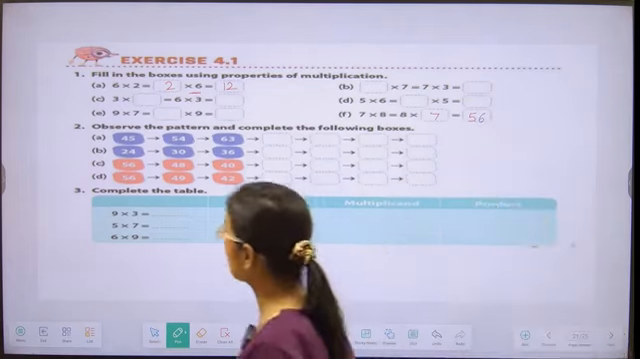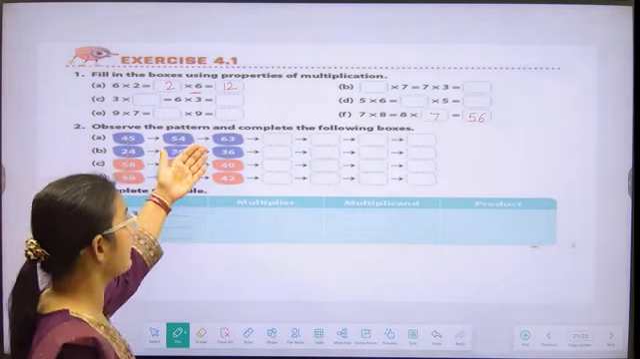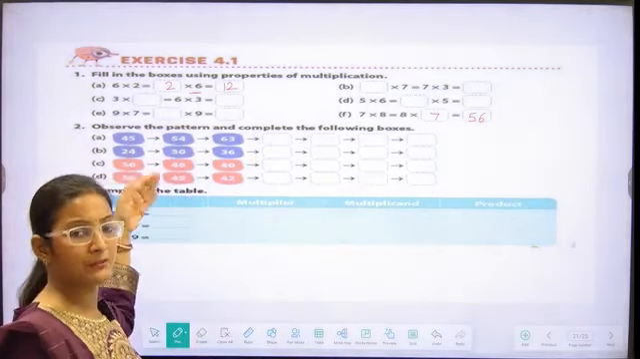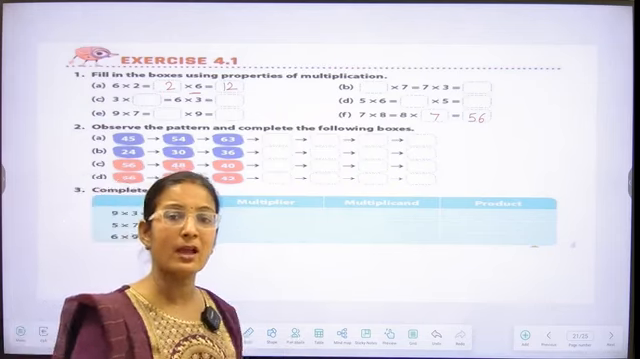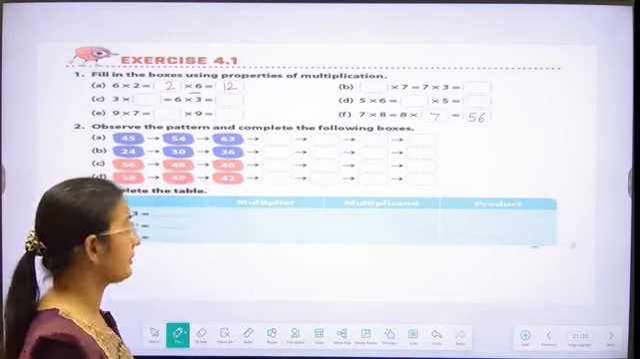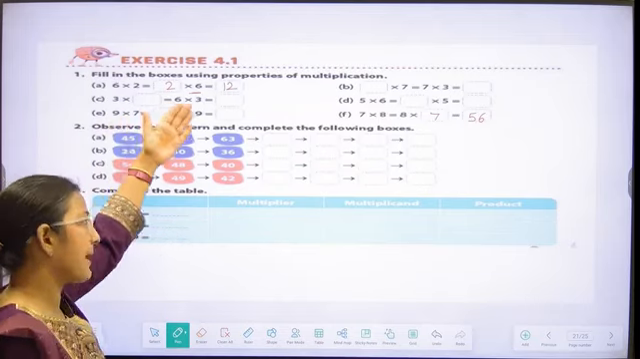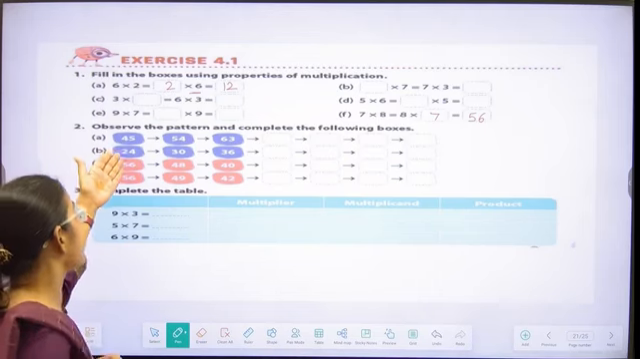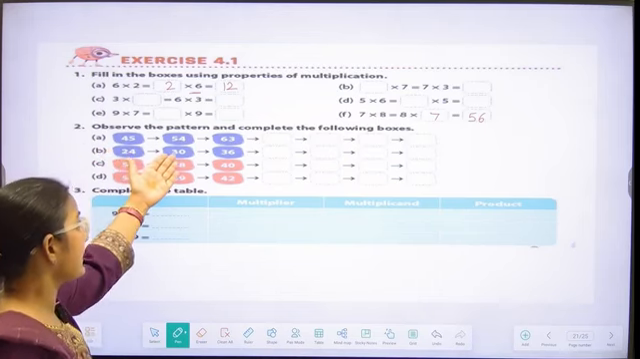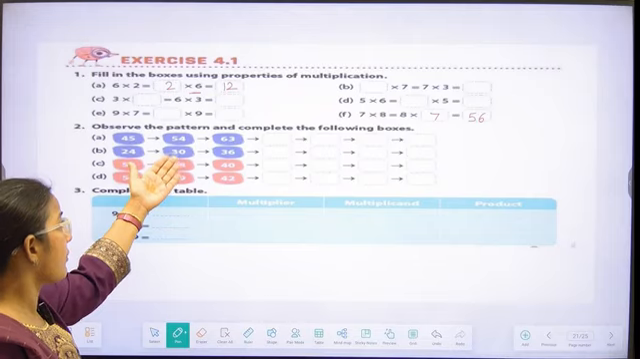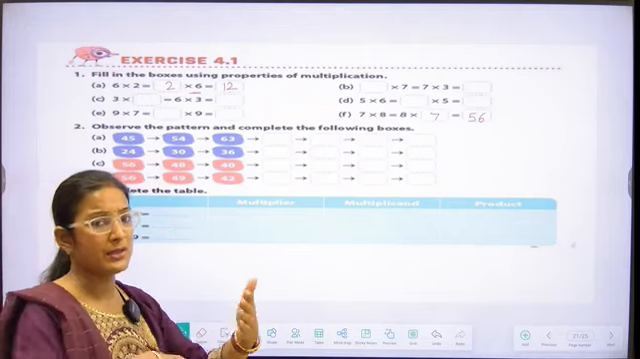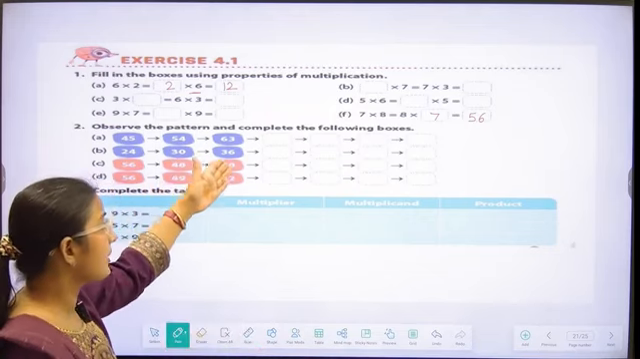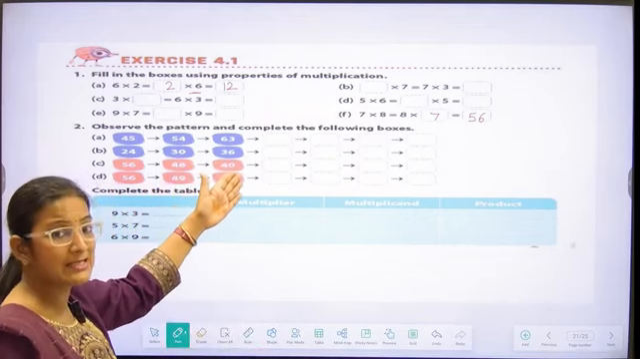Moving to the next one, observe the pattern and complete the following boxes. Now we have to observe the pattern and fill the empty boxes, student. In the first one, student, the other parts you can do by yourself. Now for the second one, the first number is 45 and the second number is 54. So what we have seen, student, we are making a jump of 9. After 54, we are making a jump of 9, getting 63.